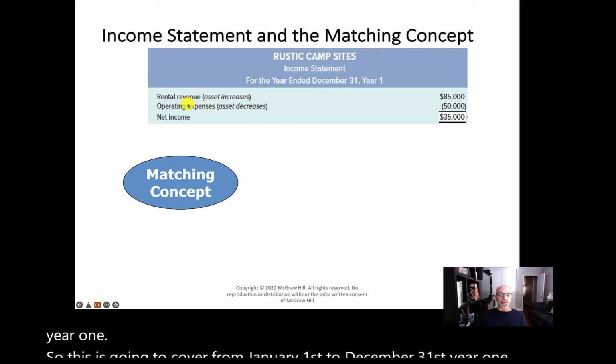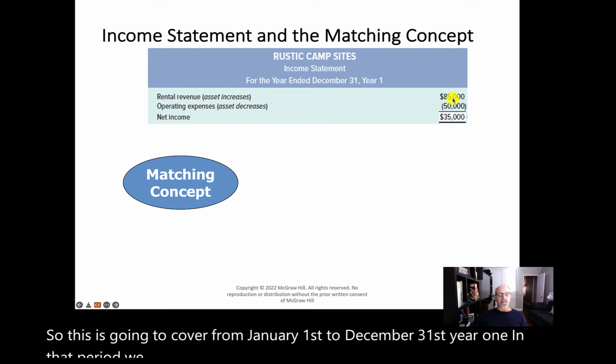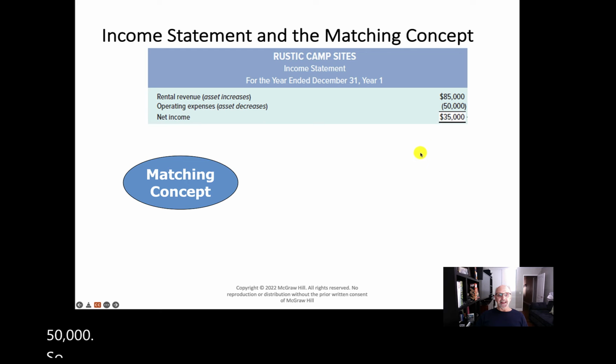In that period, we had revenue of $85,000. We had expenses incurred of $50,000. So we were left with a net income of $35,000. That's all there is to an income statement, revenue minus expenses.